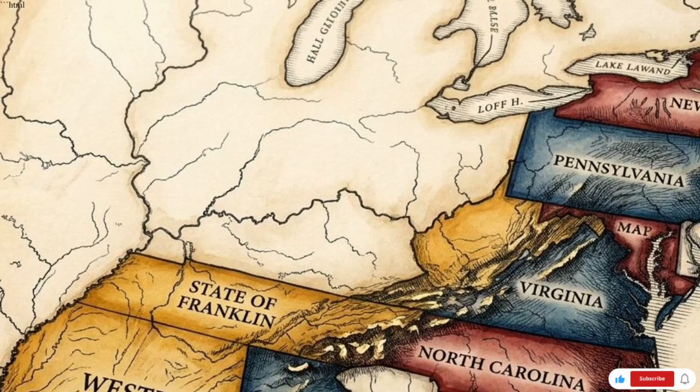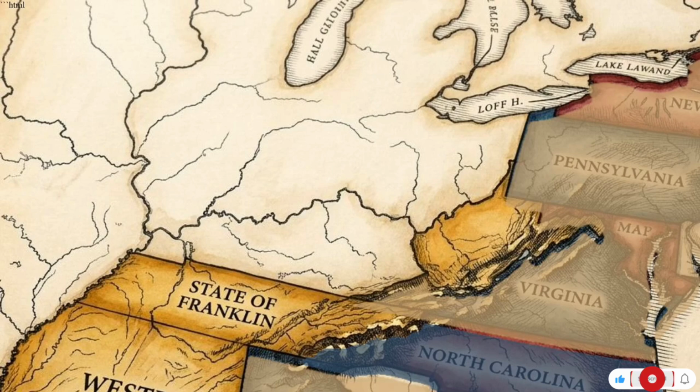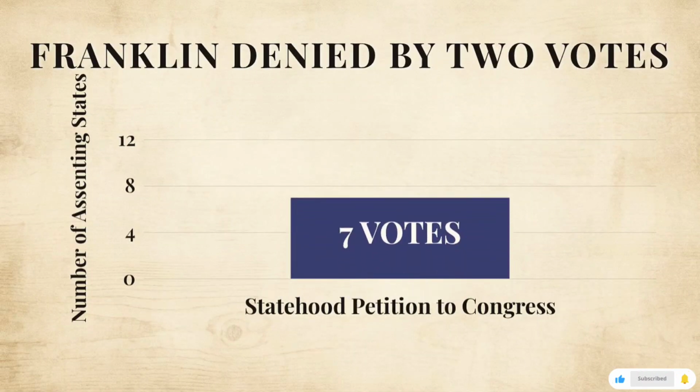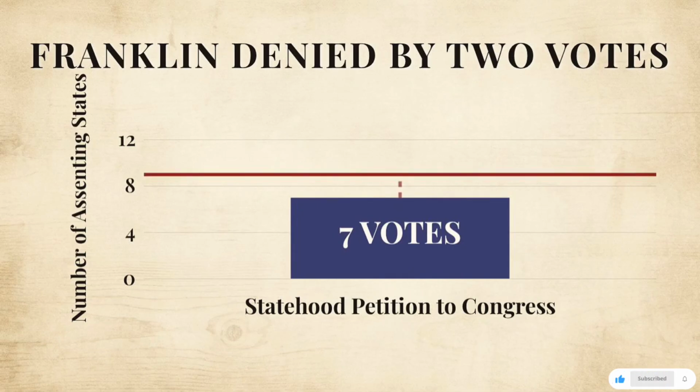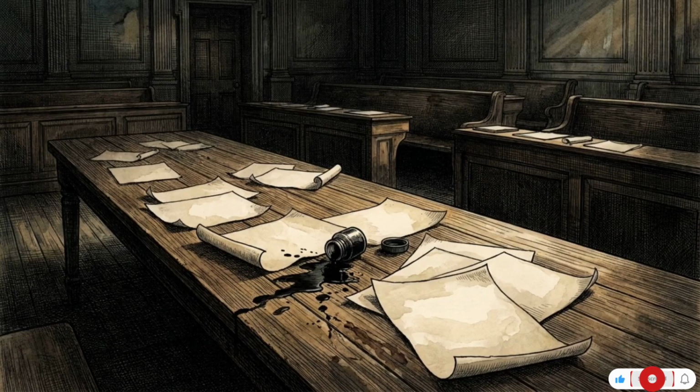In 1784, the American Revolution ended. North Carolina decided its rugged western frontier was too expensive, voting to cede the territory to the federal government. The stranded Appalachian settlers immediately organized the state of Franklin, drafting a constitution and running a functioning economy for 4 years. This tally board shows the result of their petition to the Continental Congress. They secured 7 votes for admission, but the rules required a minimum of 9. The erasure of Franklin established a brutal precedent. A fully functioning state government vanished because it lacked 2 votes in a distant legislative room.